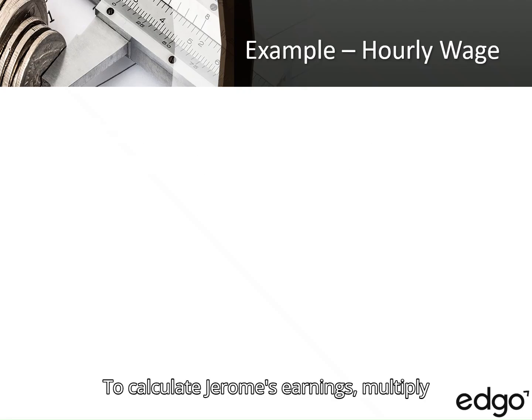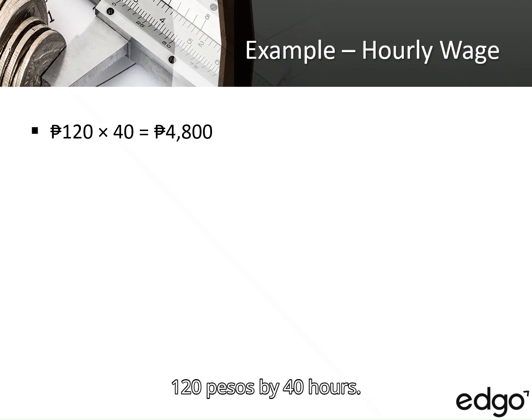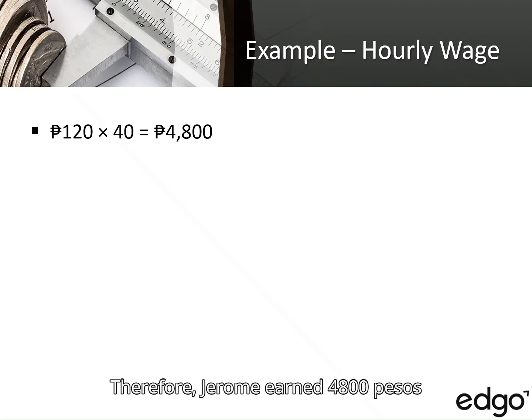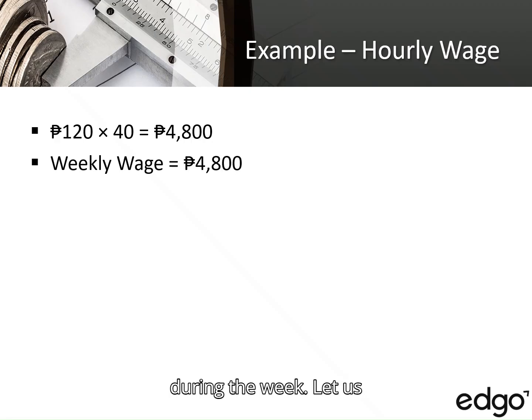To calculate Jerome's earnings, multiply 120 pesos by 40 hours. 120 times 40 equals 4,800. Therefore, Jerome earned 4,800 pesos during the week.